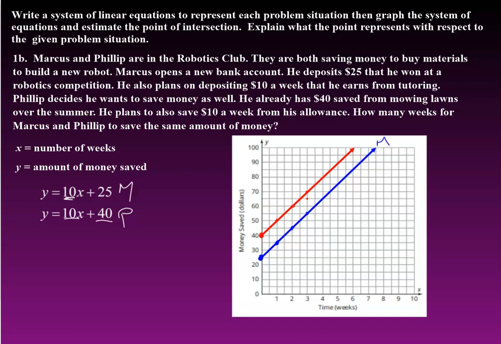Now if we look, the question says how many weeks for Marcus and Philip to save the same amount of money. Well, if we look at the two lines, they are going up by the same amount, so they're never going to intersect. So we would say that this is the type of problem that has no solution.